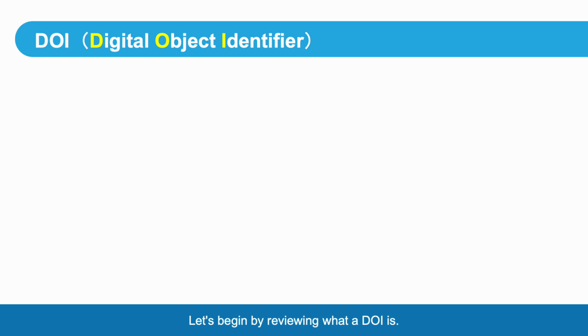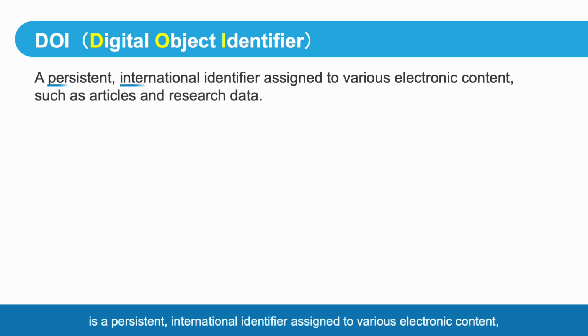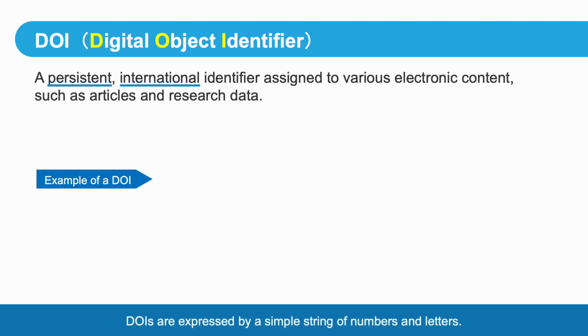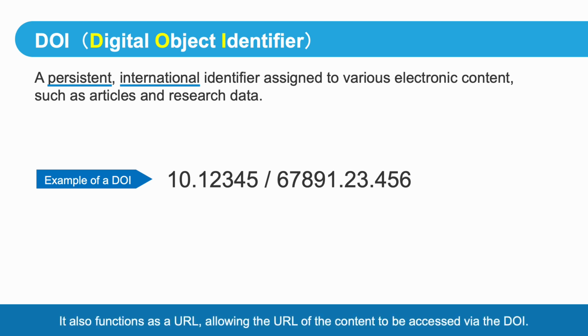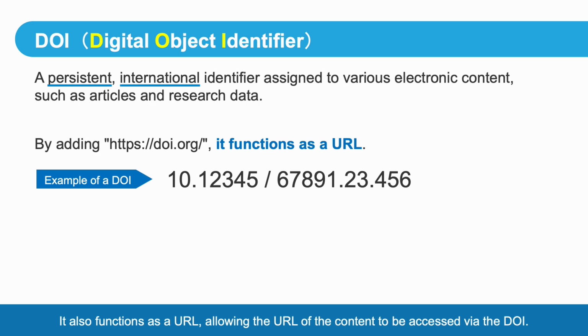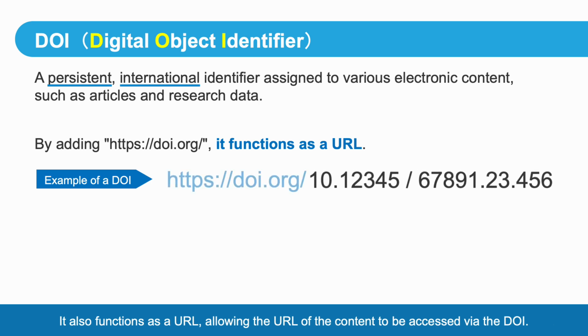Let's begin by reviewing what a DOI is. DOI, which stands for Digital Object Identifier, is a persistent international identifier assigned to various electronic content, such as articles and research data. DOIs are expressed by a simple string of numbers and letters. It also functions as a URL, allowing the URL of the content to be accessed via the DOI.